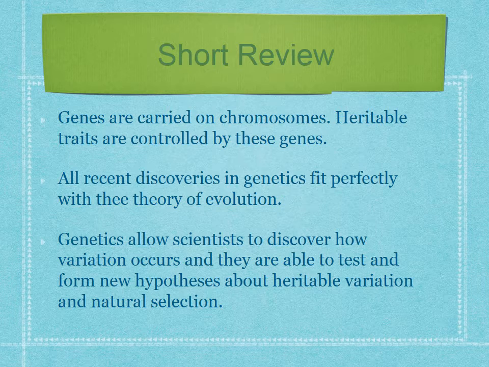So genetics allows scientists to discover how variation can occur, and they're also able to test and form new hypotheses about heritable variation in natural selection. So geneticists are able to look at the DNA, look at how some of these different variations occur, and they can kind of predict and see which way natural selection may be going depending on the environment.